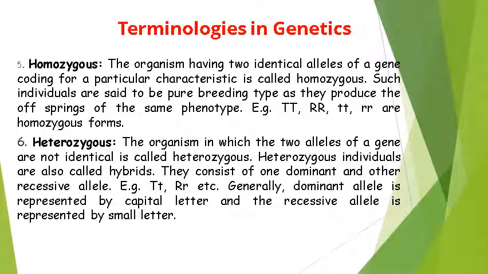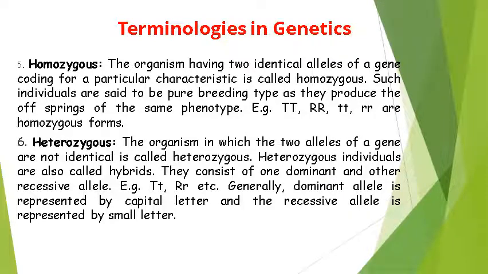The very important terms are homozygous and heterozygous, and these are really very common terms in which students get confused, because these are very commonly used in Mendel's law of segregation as well as in the law of independent assortment. Homozygous: the word homo means similar or identical. So the organism having two identical alleles, like capital T or small t. These are an identical pair of alleles of a gene coding for a particular characteristic. So these are considered as homozygous.